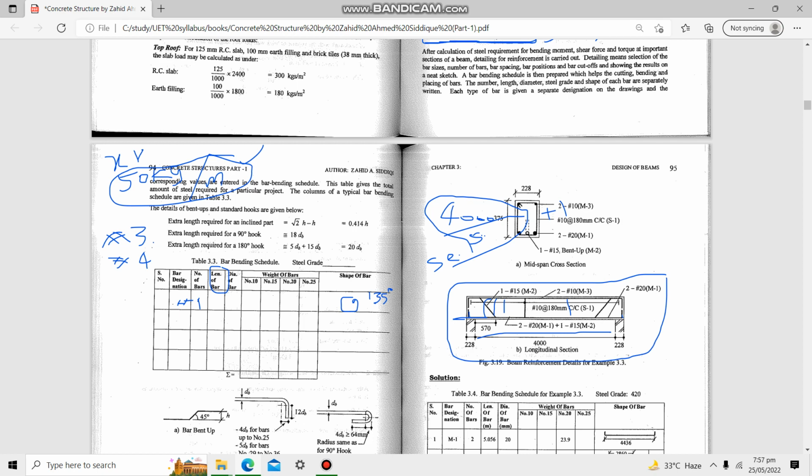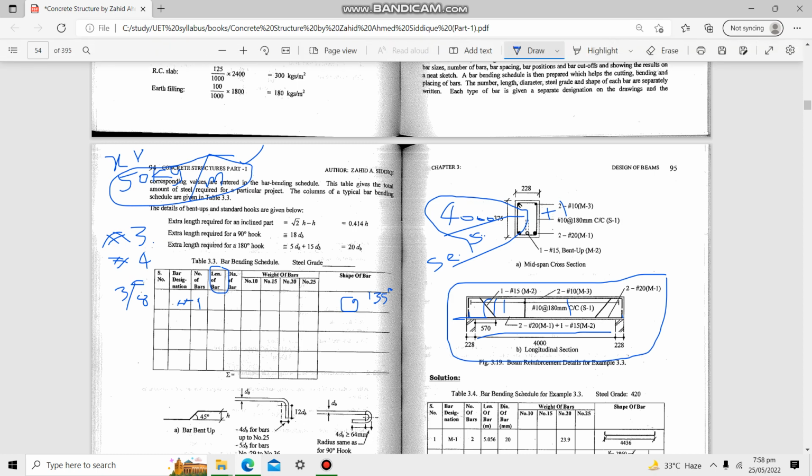Then we know the diameter of the bar: if it is number 3, then 3 by 8 of an inch is its diameter. So we are able to calculate its diameter, and then we can calculate the weight of this bar. We know the fundamental weight law, but we can also calculate weight by a formula. This is basically an empirical formula that has been derived by utilizing different criteria.